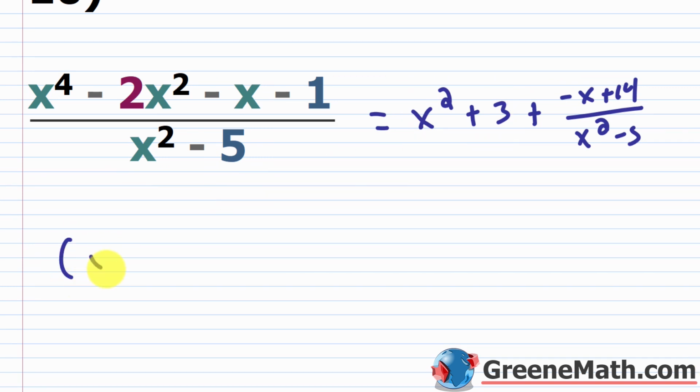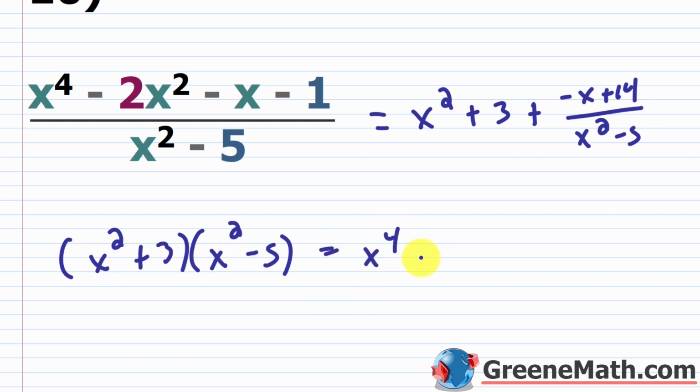So I'm going to do x squared plus 3, this quantity, times x squared minus 5, this quantity. When I'm done, I'm going to add that remainder of negative x plus 14. Okay, so x squared times x squared is x to the fourth power. And then the outer would be minus 5x squared. The inner would be plus 3x squared. Combined like terms, you have negative 2x squared, so minus 2x squared. And then for the last, 3 times negative 5 is negative 15.